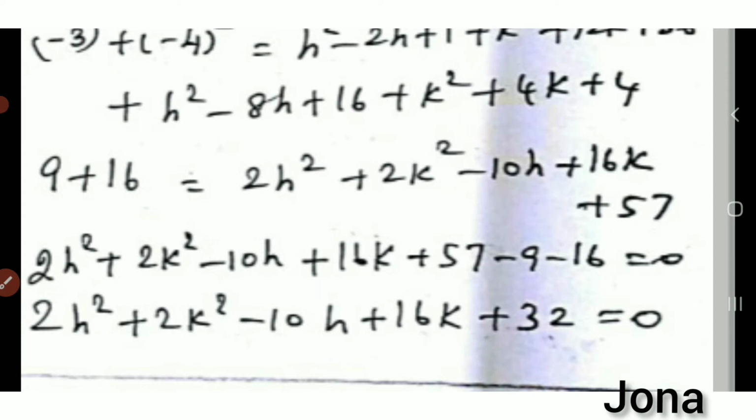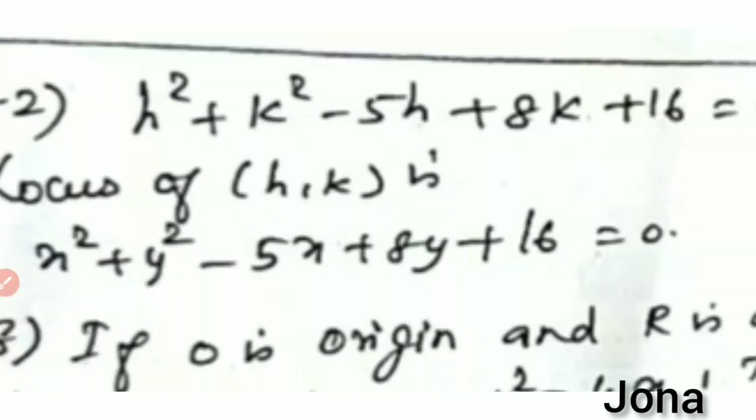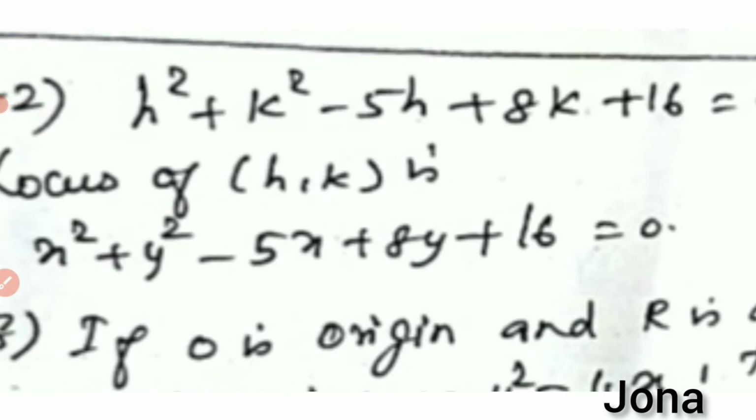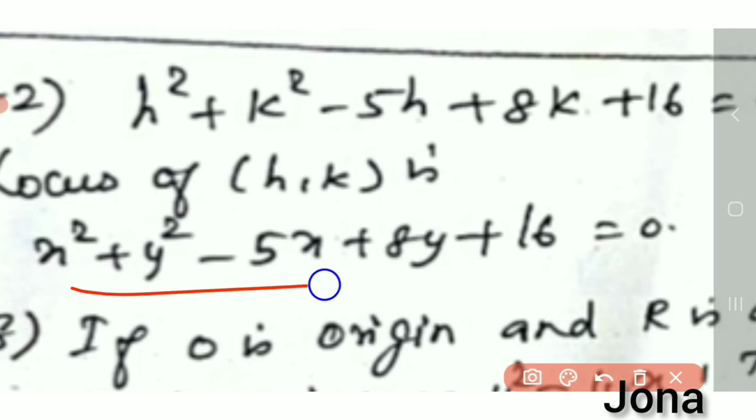So we want to write this in terms of x and y. One more thing, we can divide by 2 also. So if you divide everything there, we have h square plus k square minus 5h plus 8k plus 16 equal to 0. Therefore the locus of h comma k in terms of x and y is nothing but x square plus y square minus 5x plus 8y plus 16 equal to 0.